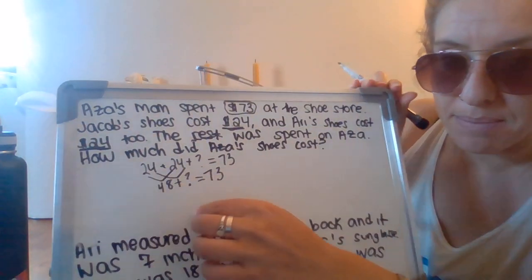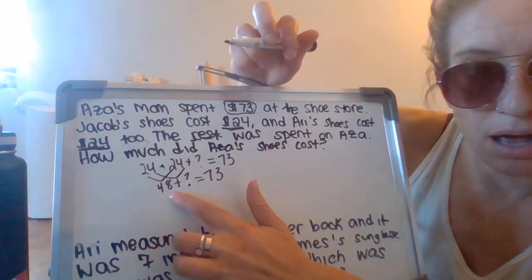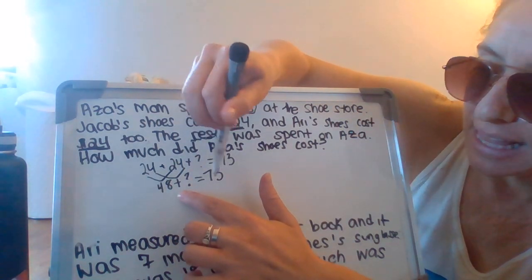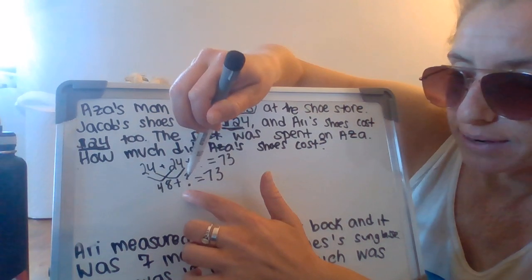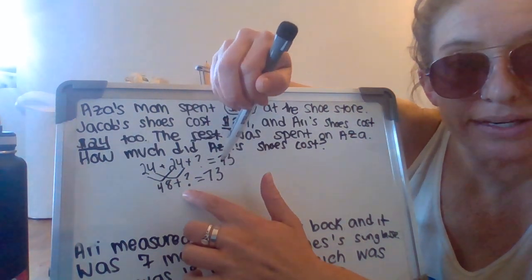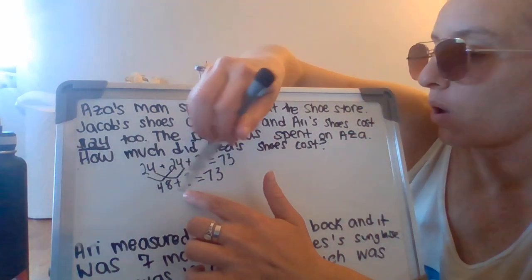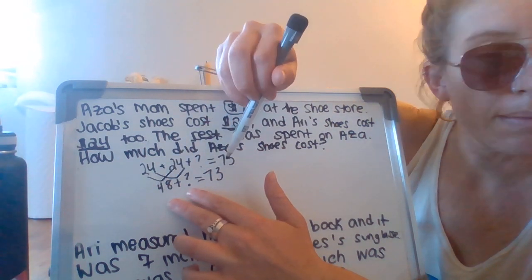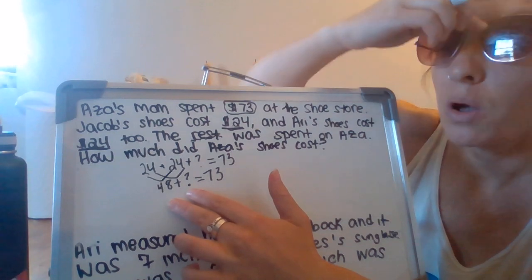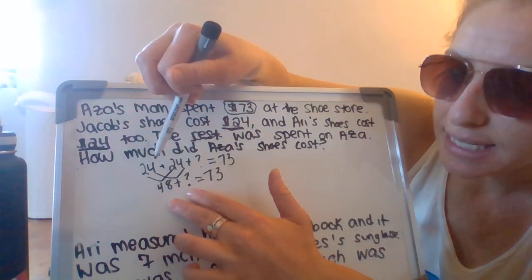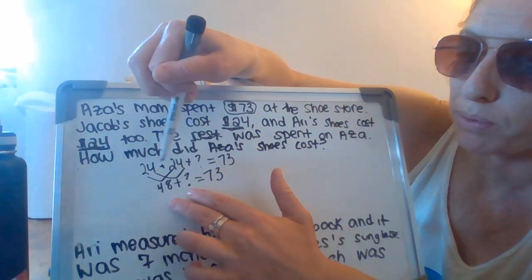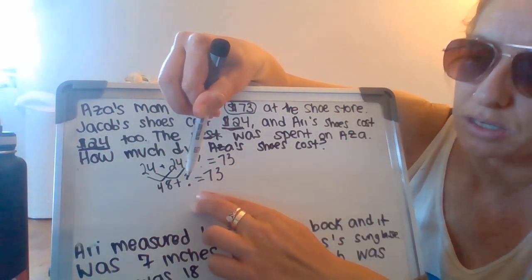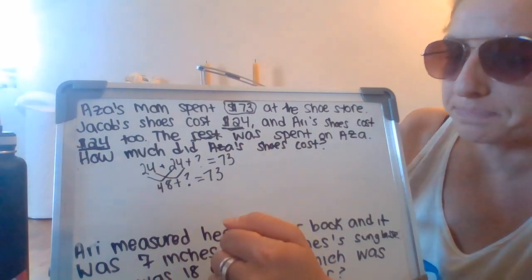That makes sense because Aza's brothers' shoes cost $48 together. So everything that's left over, all of the difference between that and the total, is going to be what Aza's shoes cost, because all together the two parts equal 73. Now remember, we can never solve a problem with 3 parts. So we had to combine her two brothers' shoe prices into one part. So Aza's shoes could be our missing part and we could solve the problem.